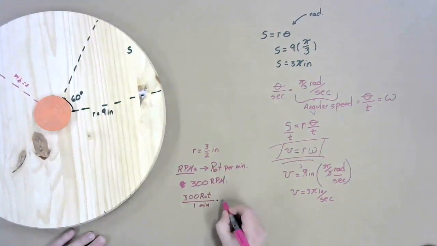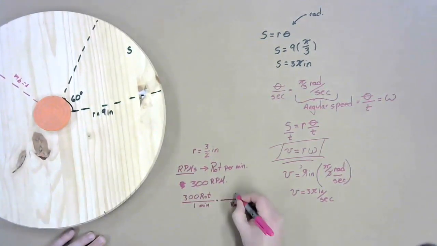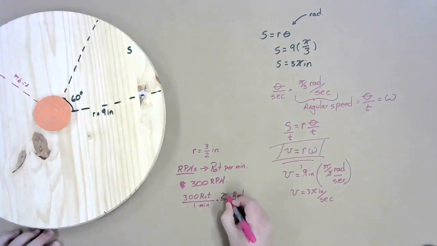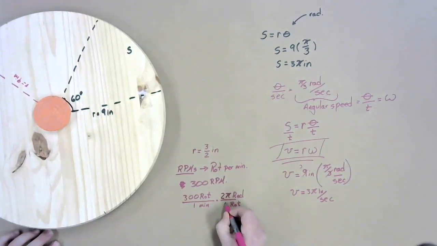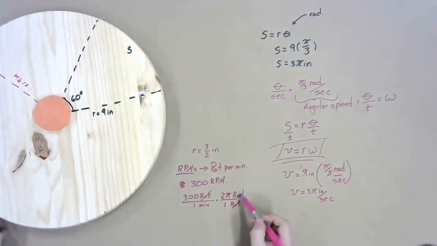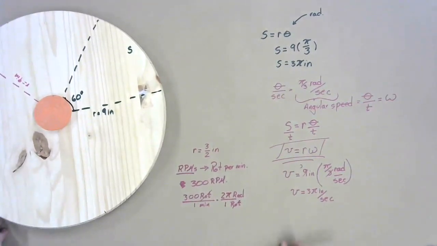And if we want to turn that into radians per minute, we just have to get rid of rotations and put in radians. And to do that, all we have to do is know how many radians are in a rotation. So how many radians are there in a rotation? Well, we've talked about that. There are 2 pi radians in 1 rotation. And if we calculate that, after the rotations cancel, that turns this into radians per minute. Well, we can stay with radians per minute. That is an angular speed.